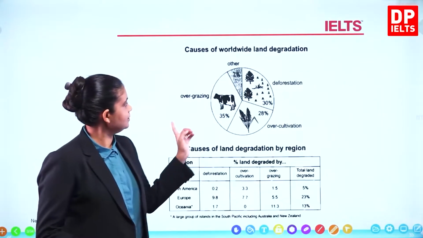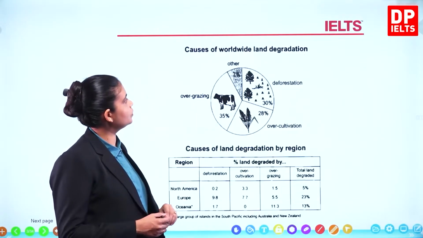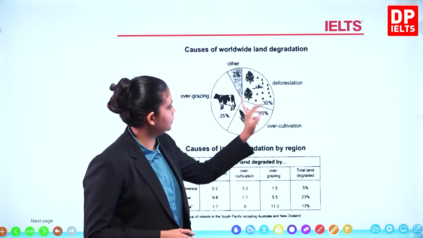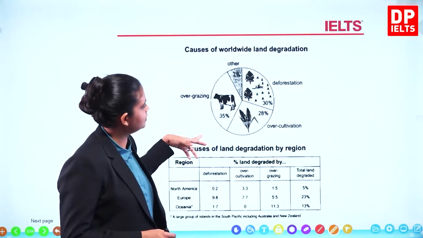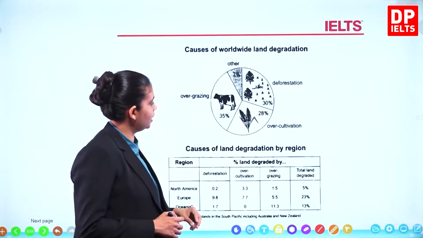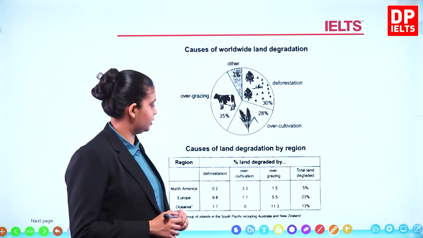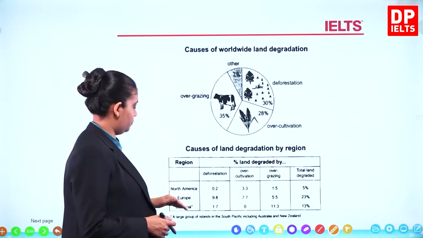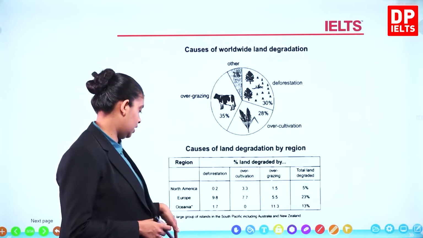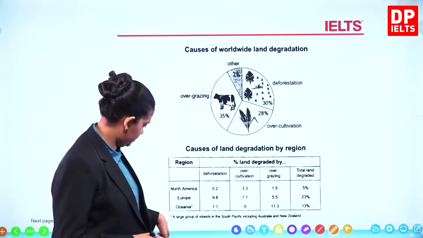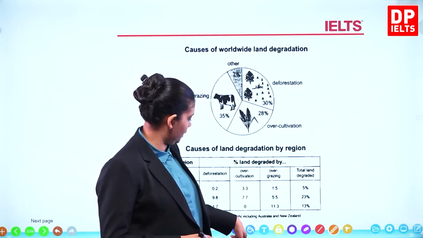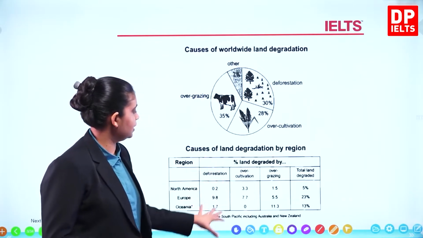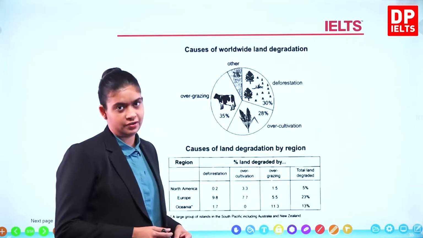So here is a pie chart, and it shows the causes of worldwide land degradation, right? Where you have overgrazing the highest, deforestation next, overcultivation and other at 7 percent. Then how it affects 3 regions, North America, Europe and Oceania, right? Oceania, as you can see, has an asterisk there: a large group of islands in the Pacific, including Australia and New Zealand. So you can see the percentage for each region.